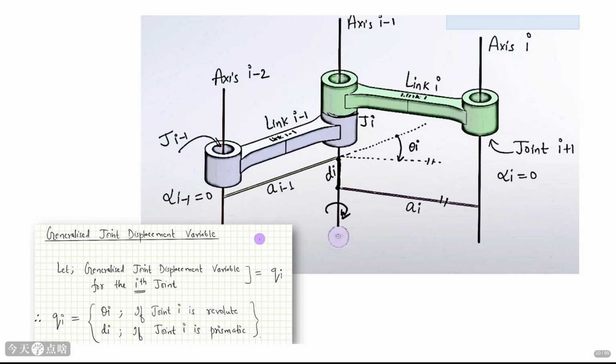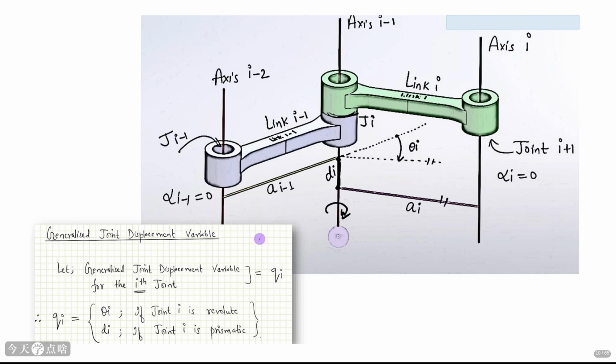Let's clarify the joint types. In the DH convention, we primarily deal with two types of joints: revolute joints, which are like hinges or elbows, allowing rotation, and prismatic joints, which are like sliders or telescopes, allowing linear movement. For a revolute joint, the variable we care about is the angle of rotation, theta i. For a prismatic joint, it's the linear displacement, d i. We can combine these into a single generalized joint variable, q i. So, q i equals theta i for a revolute joint, and q i equals d i for a prismatic joint. This simplifies notation when dealing with robots that have a mix of joint types.